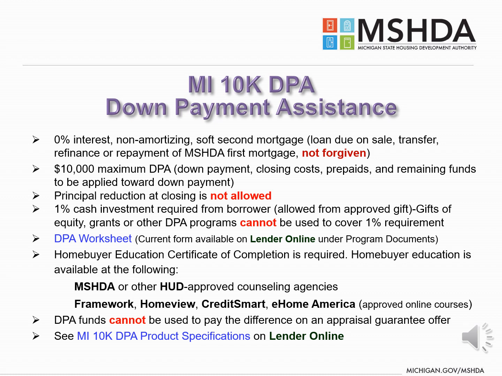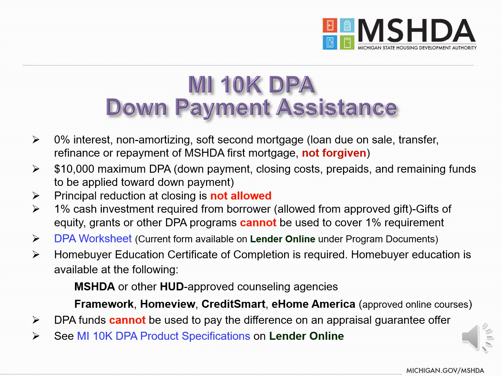We offer $10,000 down payment assistance. This can be used for down payment, closing costs, prepaids, and any remaining funds to be applied towards down payment. A principal reduction at closing is not allowed. A 1% cash investment is required from the borrower, allowed from an approved gift. Gifts of equity, grants, or other DPA programs cannot be used to cover the 1% requirement.